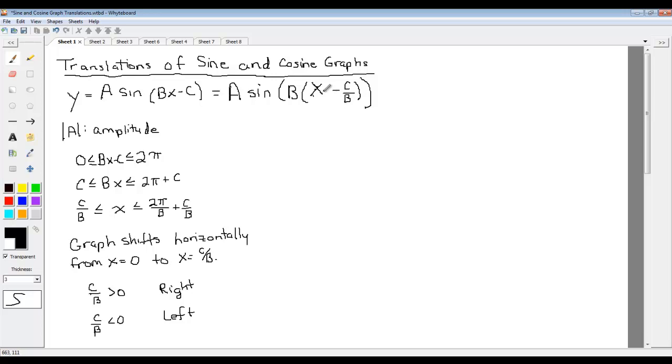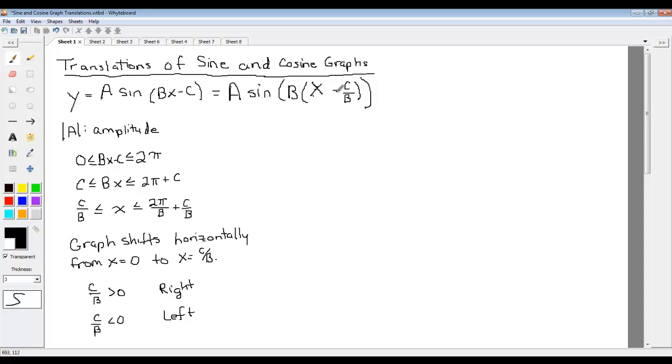So here, the format is bx minus c, so x minus c over b. If it's written in the minus format, then take whatever c is and whatever b is without that minus. If that is positive, you're going to have a shift to the right, because your x values are going to have to be bigger in order to get your y values to come out the same.